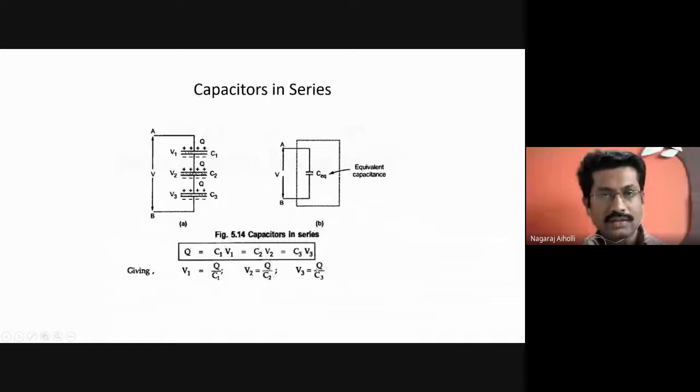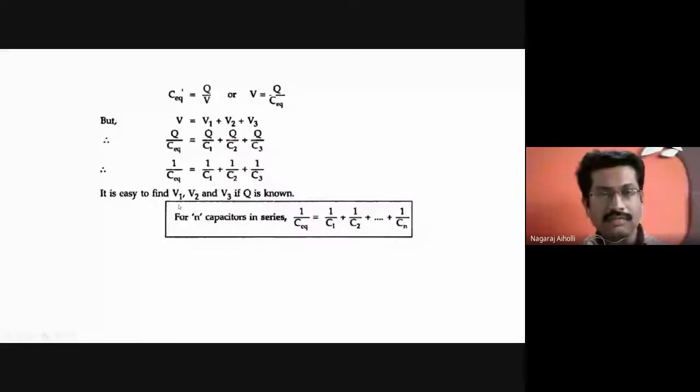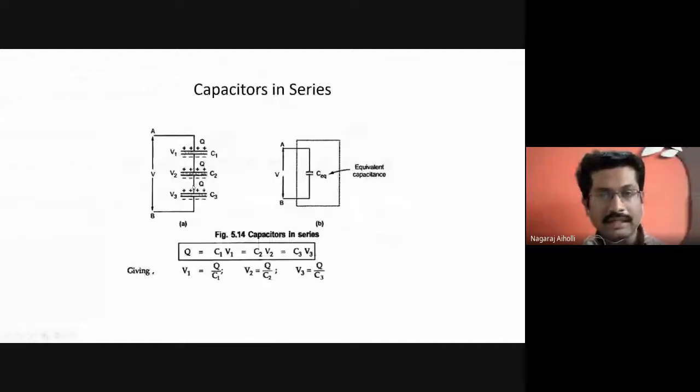When I substitute here, I get Q by C equivalent equals Q by C1 plus Q by C2 plus Q by C3. Q is common on the left and right sides, so it gets cancelled. You get 1 upon C equivalent equals 1 by C1 plus 1 by C2 plus 1 by C3. This is the equation for capacitors connected in series.